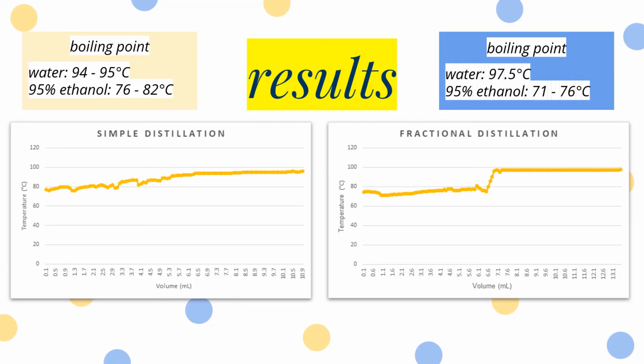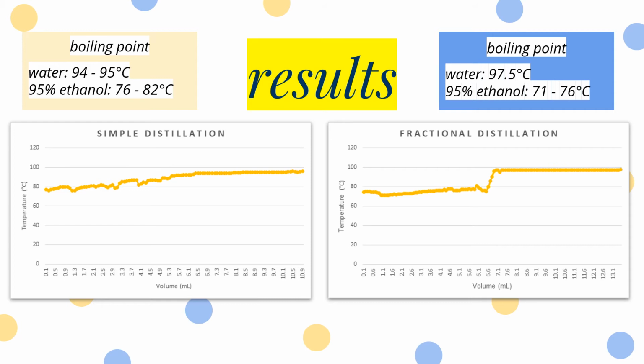Based on the simple distillation curve, the estimated boiling point of water ranges from 94 to 95 degrees Celsius, while the boiling point of ethanol ranges from 76 to 82 degrees Celsius. On the other hand, based on the fractional distillation curve presented, the boiling point of water is approximately 97.5 degrees Celsius, while the boiling point of ethanol ranges from 71 to 76 degrees Celsius.